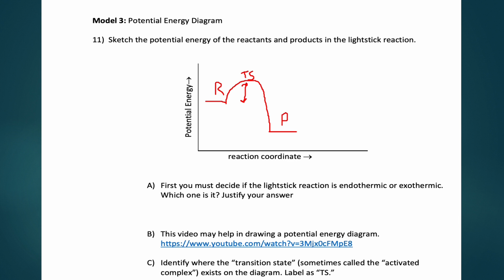So they would mark the transition state, sometimes called the activated complex, which exists on the diagram, and they would label it as TS, and it is the highest energy state.